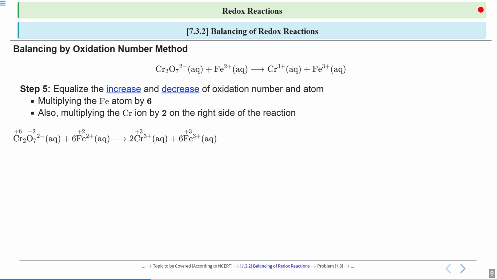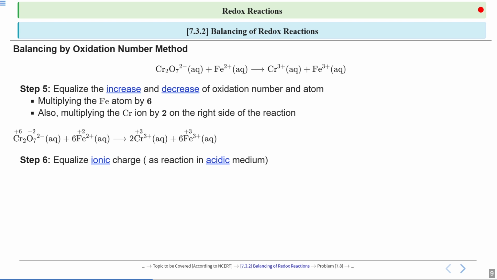So we have multiplied the iron by 6 on both reactant and product, while we have only multiplied the chromium by 2 on the right hand side, as I have already told you that the requirement is according to the chromium atom.